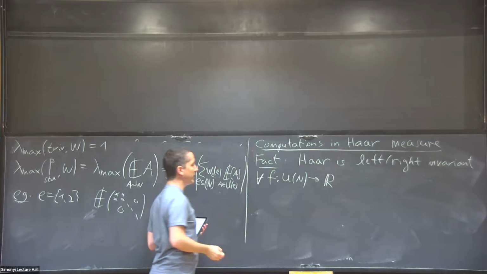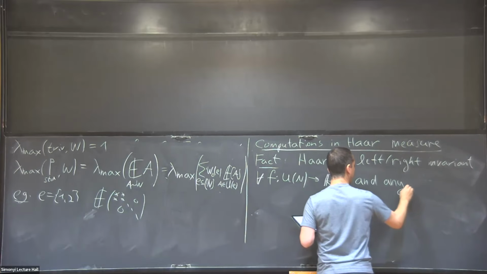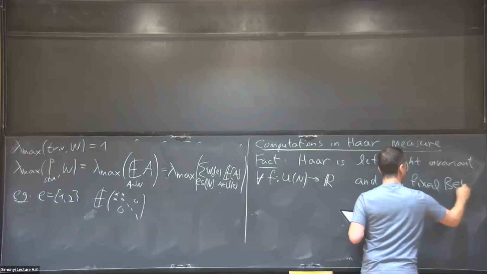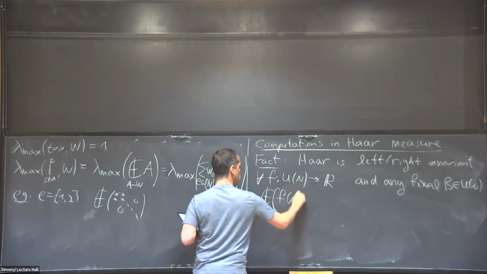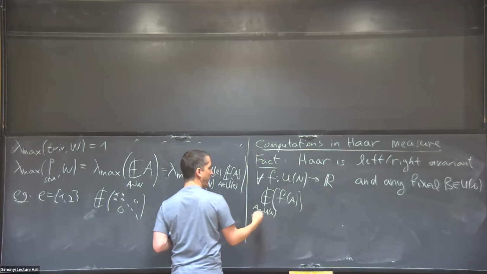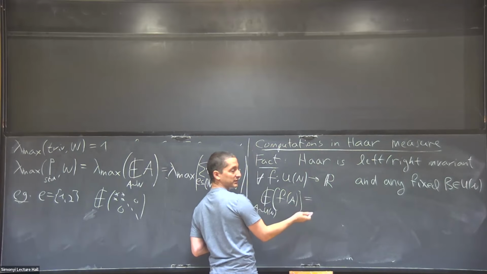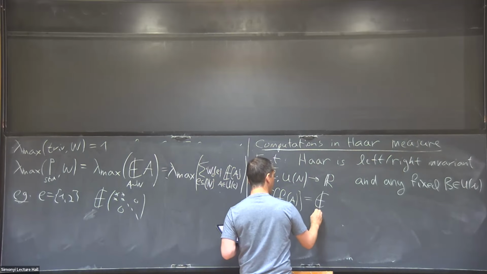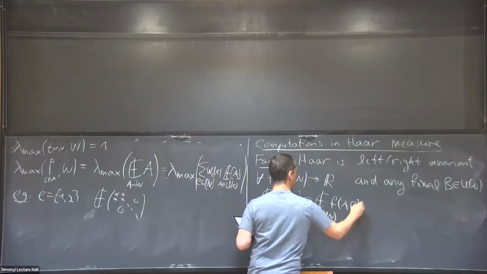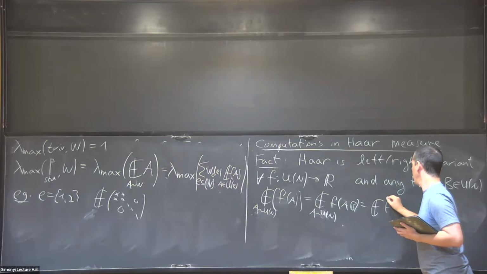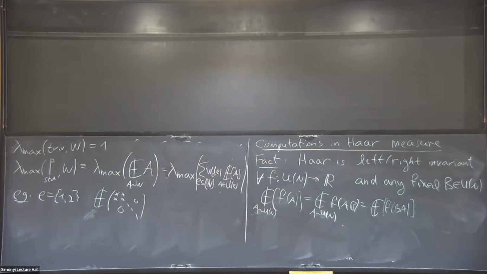and let's say I have a real valued function from UN to R, and any fixed element B in the unitary group, if I take the expected value of F of A, where A is random in UN, it's the same as what I would get if I multiply A from the right or from the left by B. So it's the same as the expected value, where again A is in UN, F of AB, or the same, F of BA.